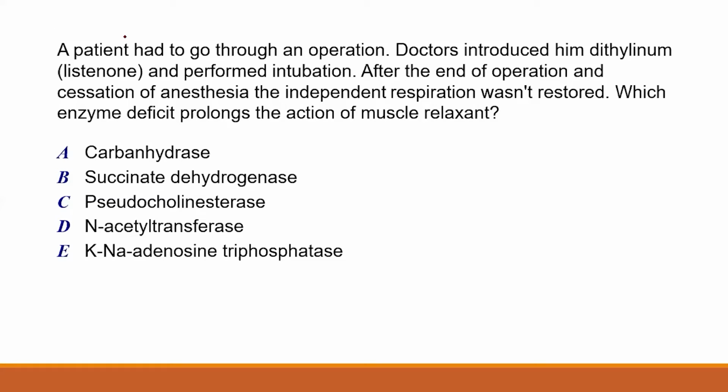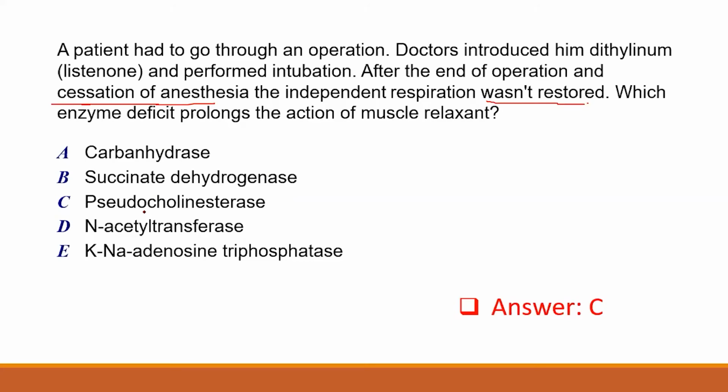But let's continue. They said at the end of the operation, there was cessation of the anesthesia, but the independent respiration wasn't restored. That means the action prolonged. So which enzyme deficit prolongs the action of the muscle relaxant? Exactly. Pseudocholinesterase. As simple as that. So quickly, you go in for your answer, which is C. Yes, C. All right.